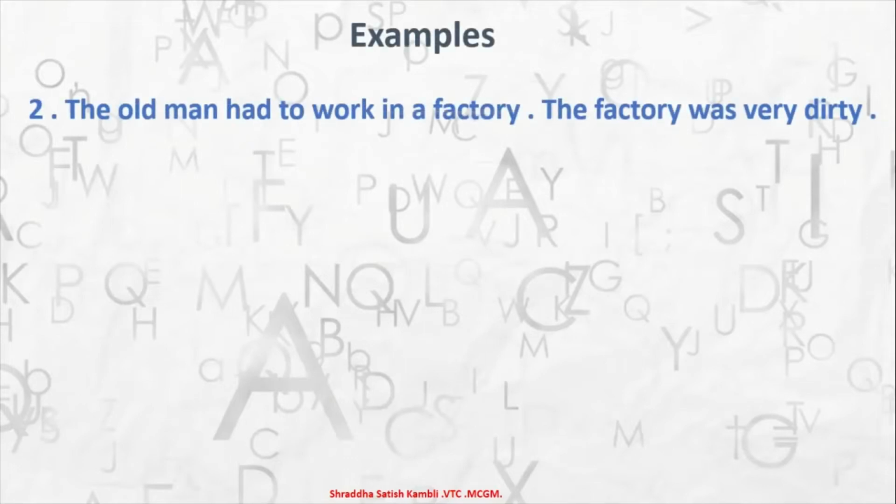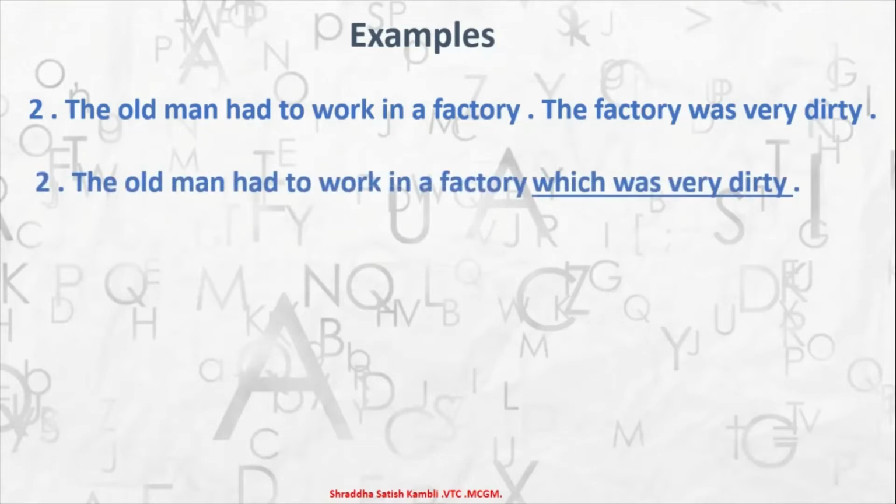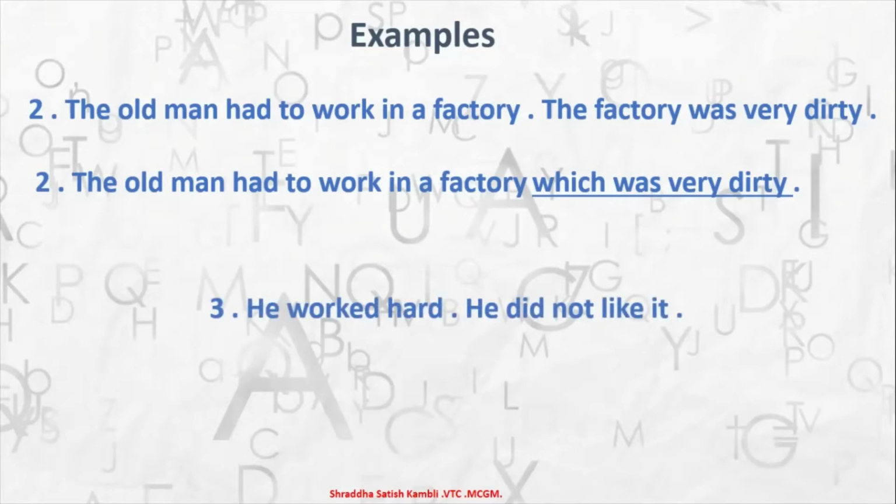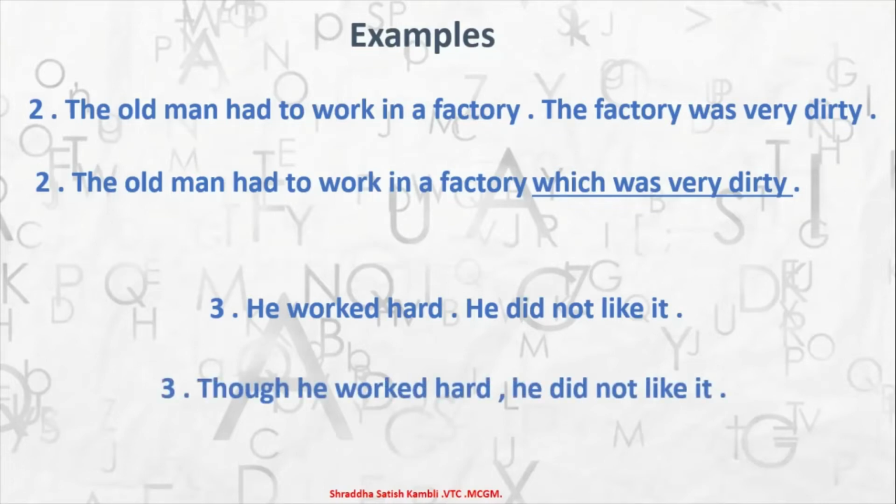Let's see some more examples here. The old man had to work in a factory. The factory was very dirty. So how do you combine it to make it complex? You say, the old man had to work in a factory which was very dirty. Then you have the next example. He worked hard. He did not like it. So you said, though he worked hard, he did not like it. See, in the second example, which was very dirty is an adjective clause, which is a subordinate clause.